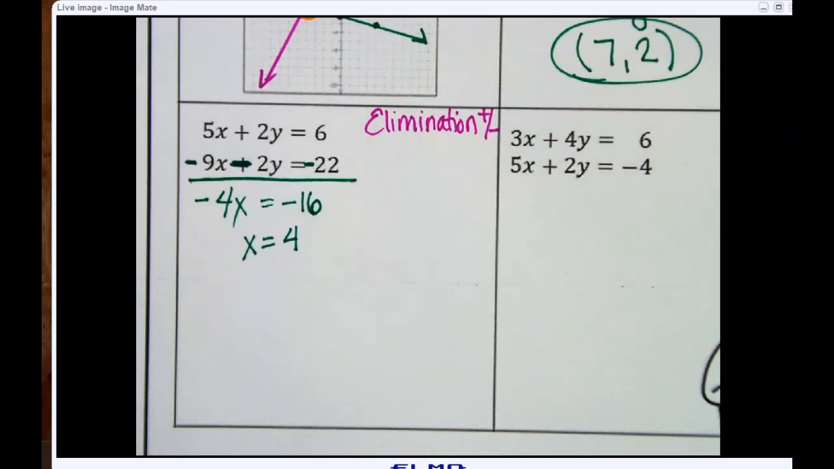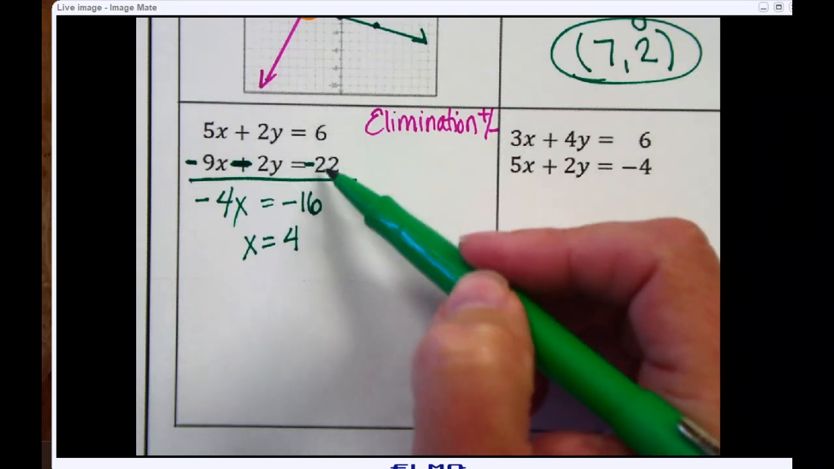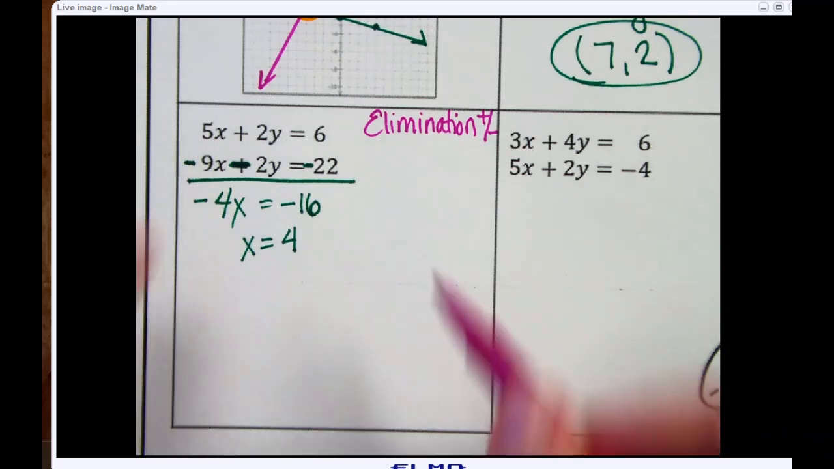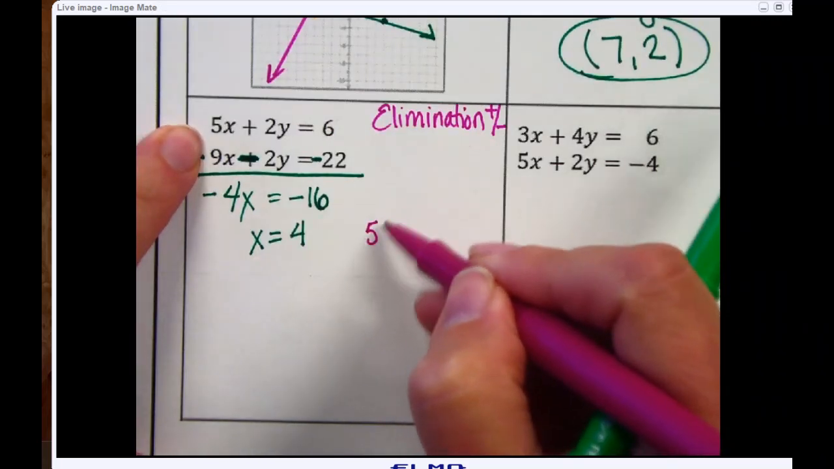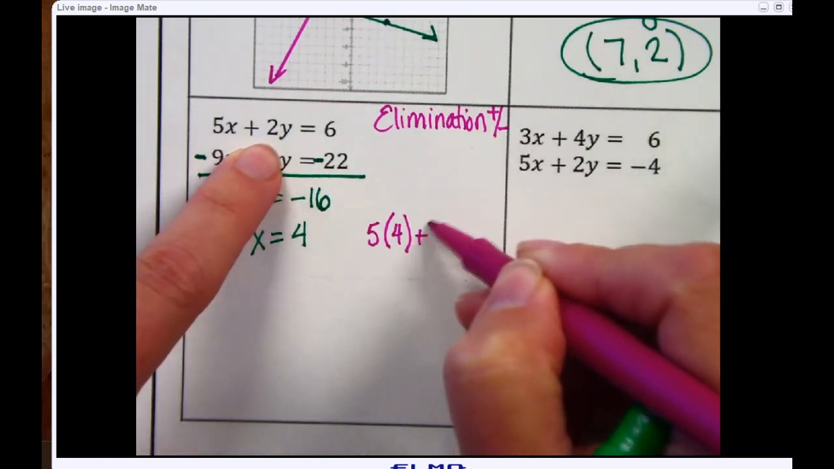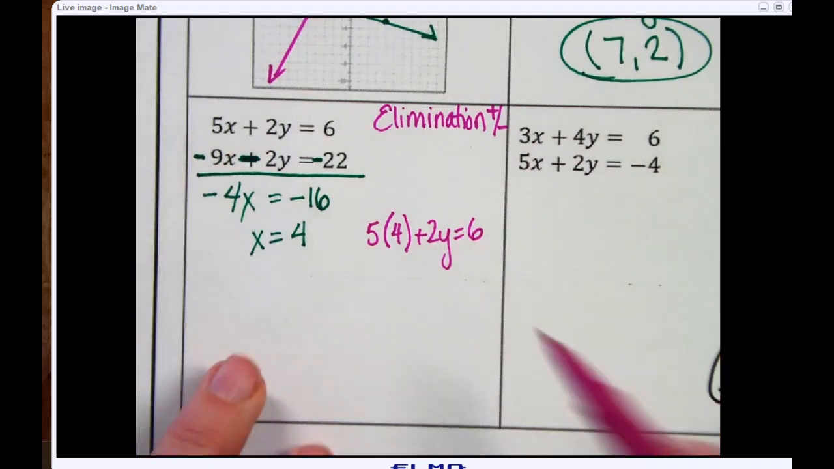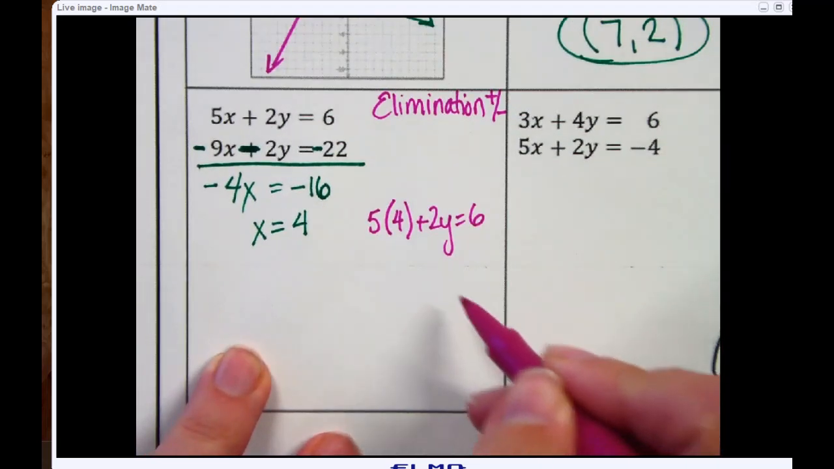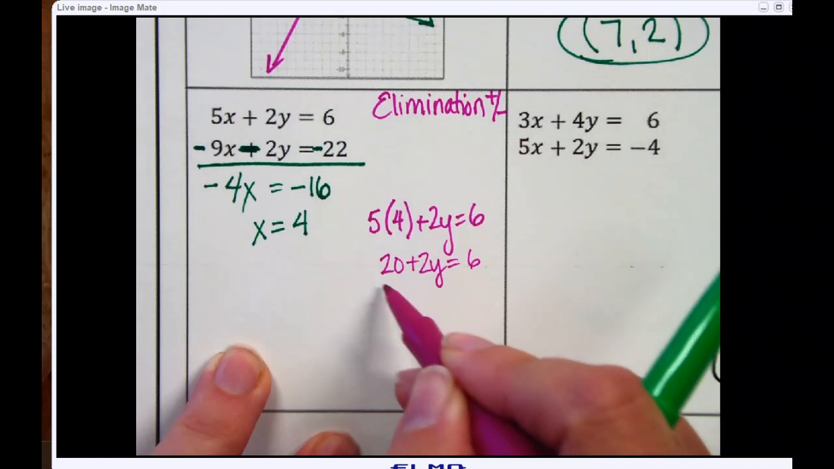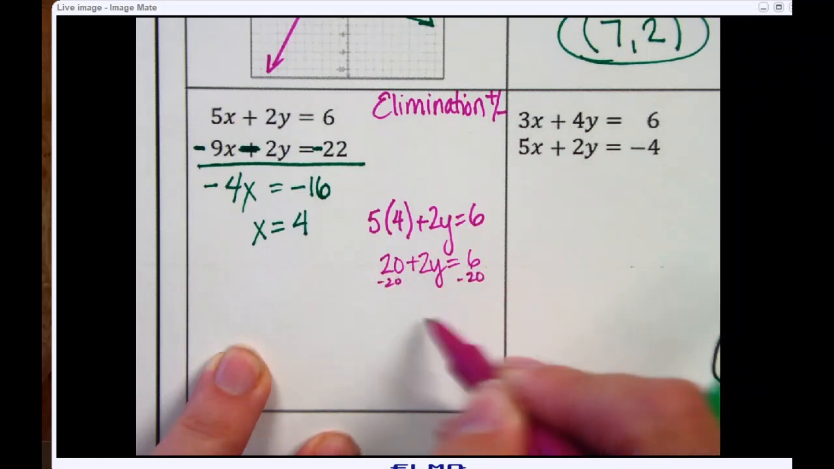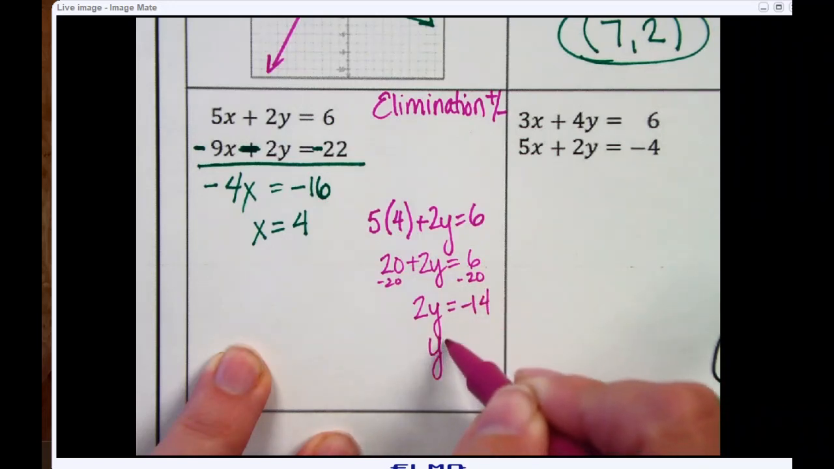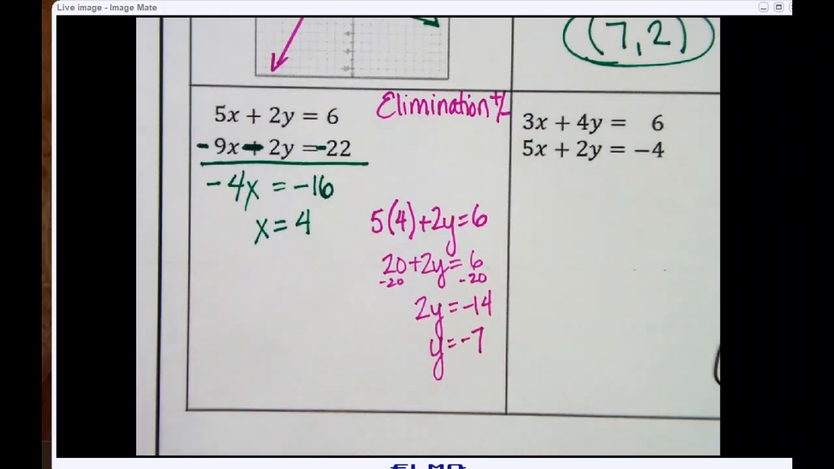And then to solve for the y, pick whichever one makes you happier. The top one makes me happier, so that's the one I'm going to use. So we have to solve for y, so we're going to go 5 times, what's our x value? 4 plus 2y equals 6. 20 plus 2y equals 6. Take away 20, take away 20. 2y is negative 14. So y is negative 7.